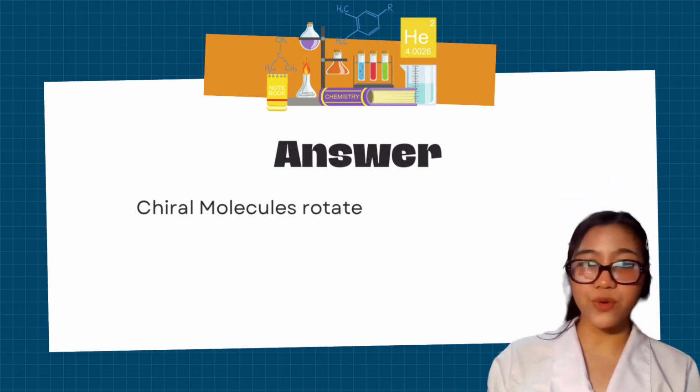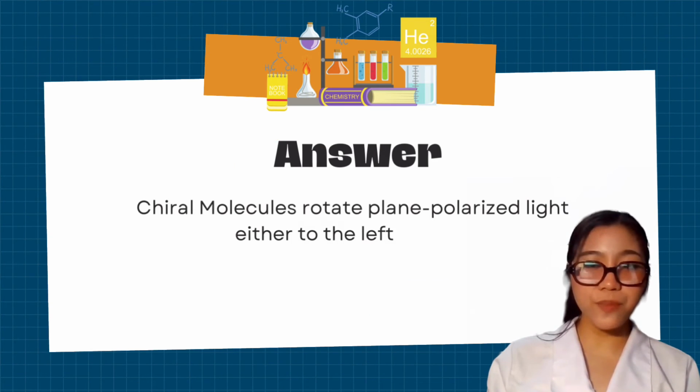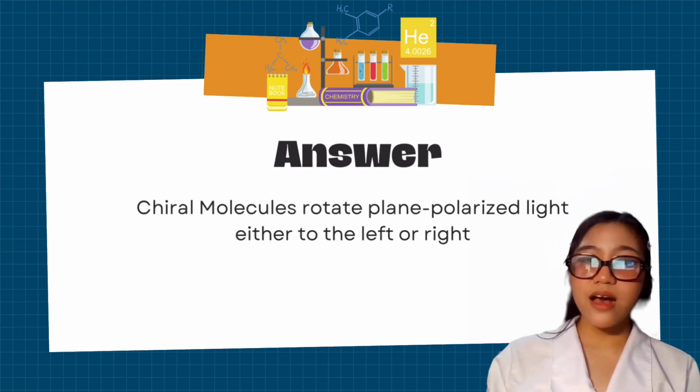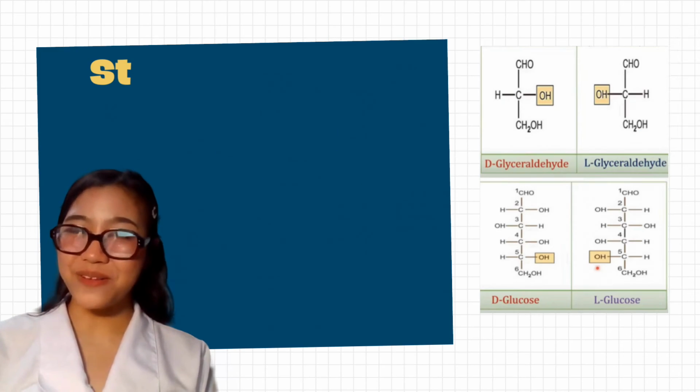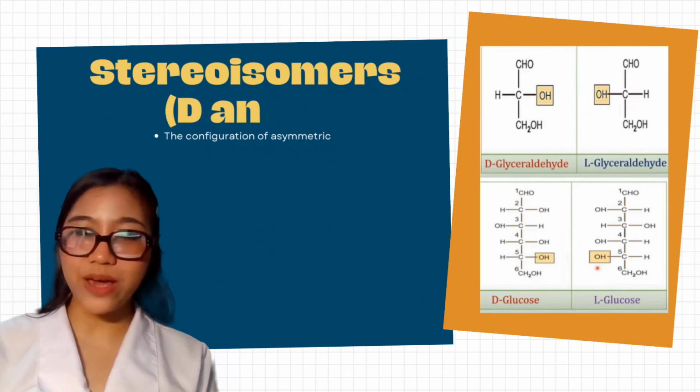When plane polarized light passes through chiral molecules, the plane of polarization is rotated, a phenomenon known as optical activity. One enantiomer rotates the light to the right, while the other rotates it to the left. Now let's discuss D and L stereoisomers.